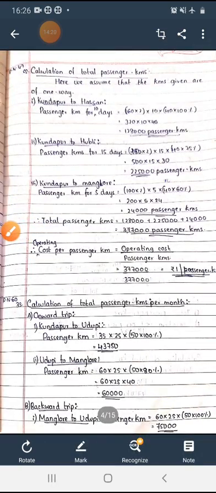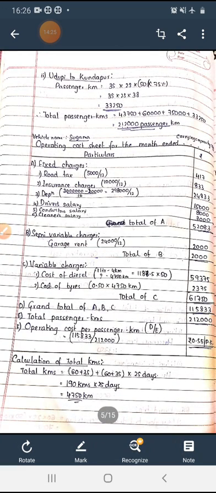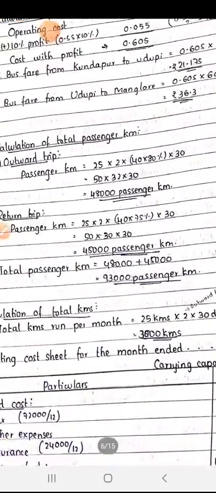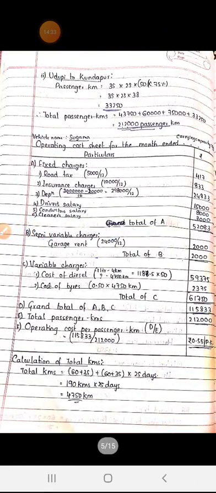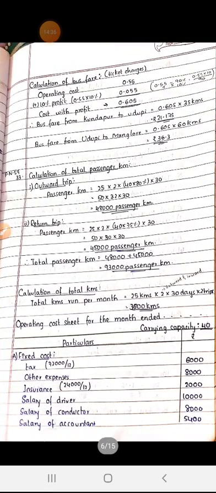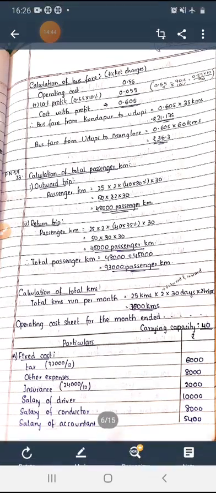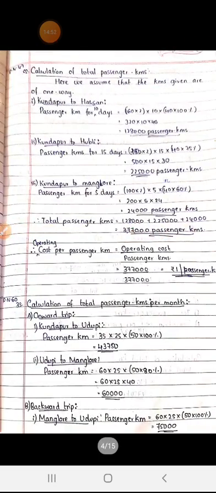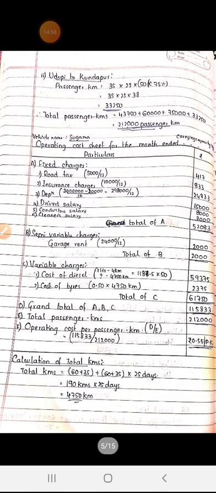It's very easy. First we need to find out the total passenger kilometers per month. Then we have to calculate the operating cost sheet. Then we have to calculate the bus fare. Bus fare is very easy. First, operating cost we already calculated, right? 0.55 plus the profit. 0.55 means 90%, because 10% is profit. We have to add the 10%, then multiply with the respective kilometers. This is an important problem under operating costing. We'll see some other problems in the next class.